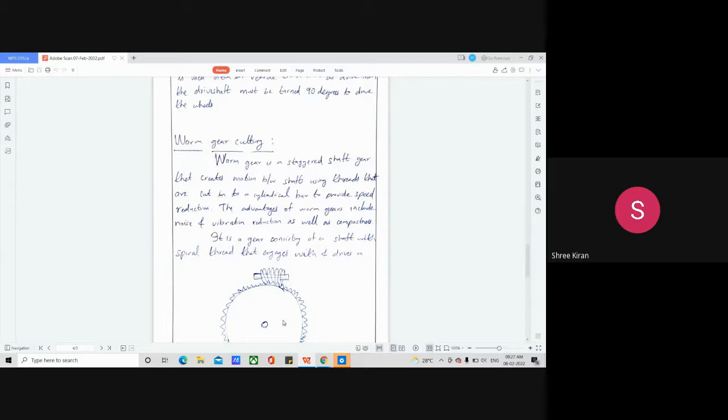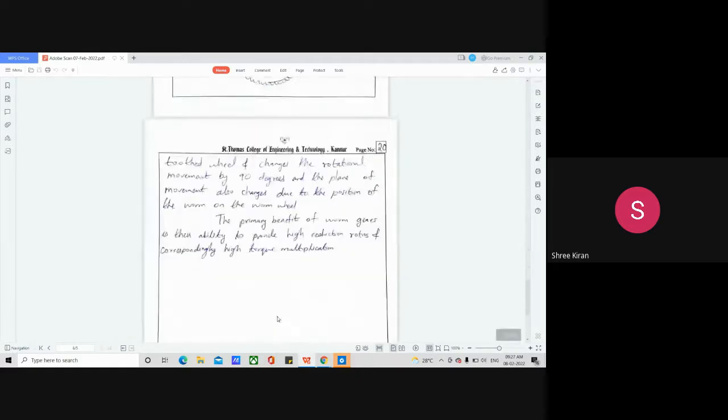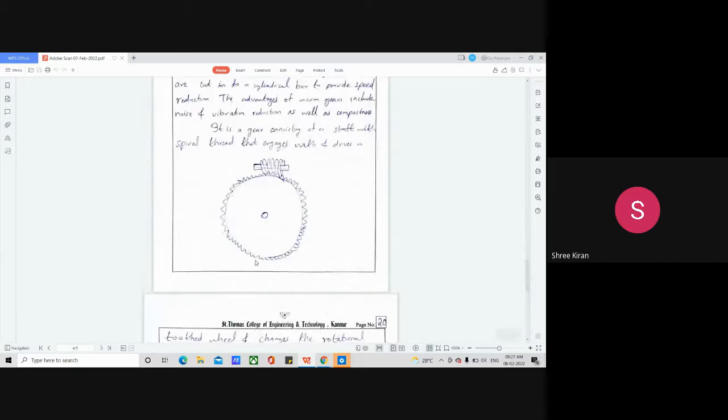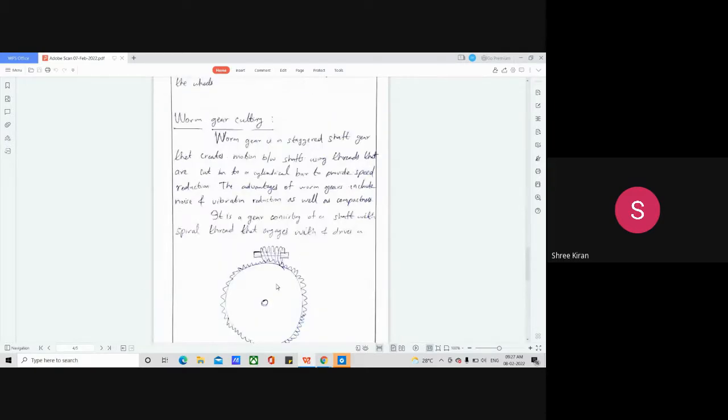A worm gear is a staggered shaft gear. You can see the figure itself, a very simple representation of the figure is being given. It's a staggered shaft gear that creates motion between the shafts using threads that are cut into a cylindrical bar to provide speed reduction. It is mainly used to provide the speed reduction. That's what happens in the case of a worm gear.